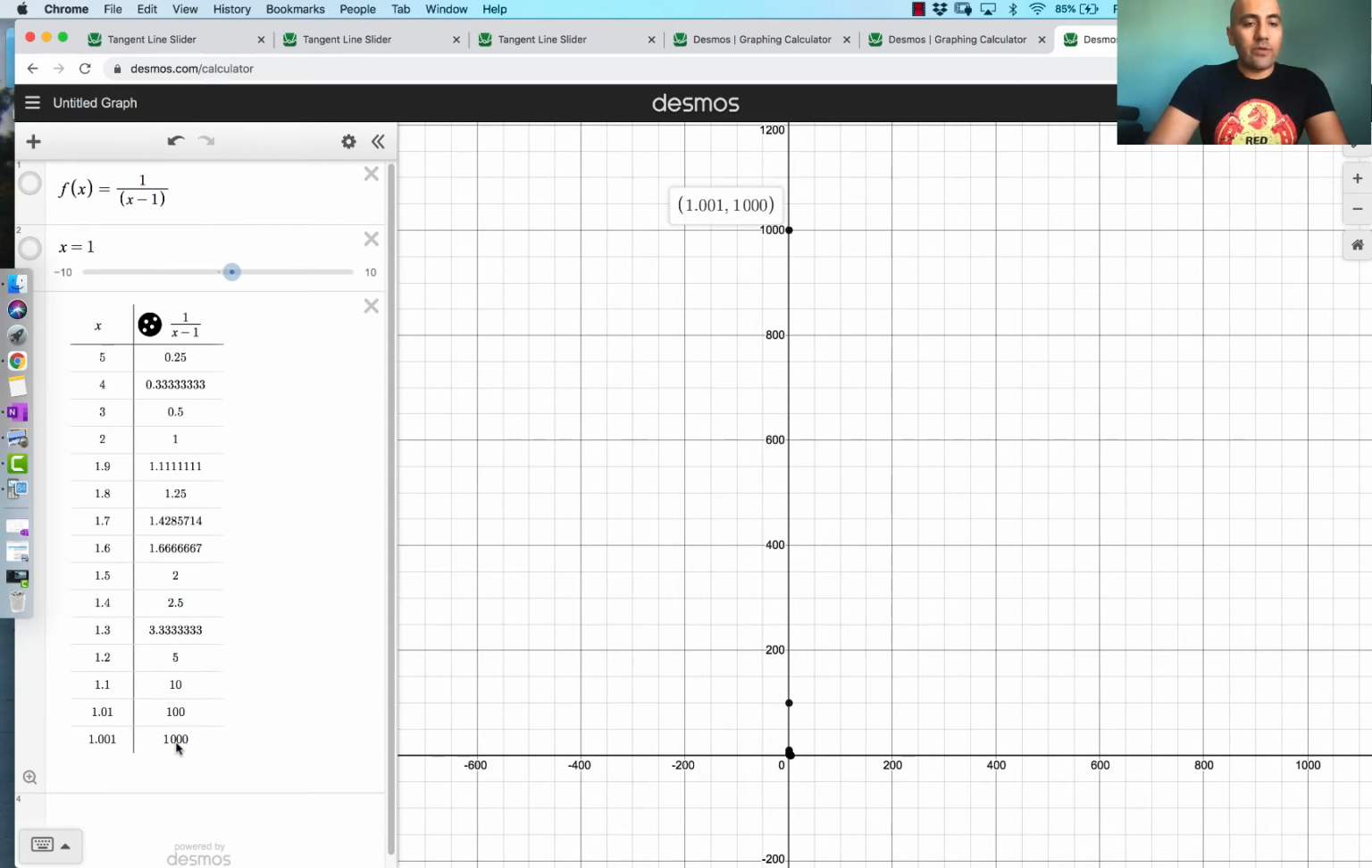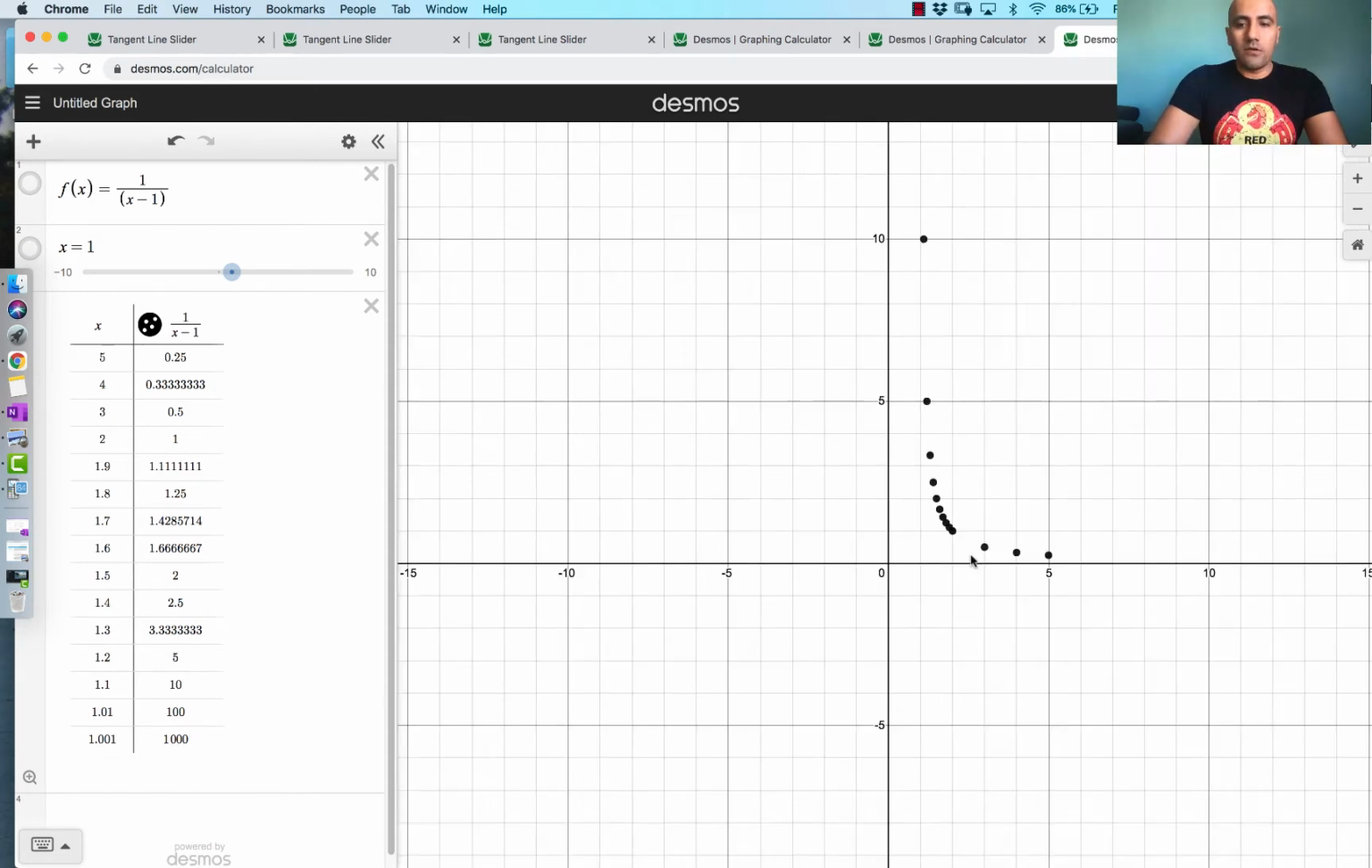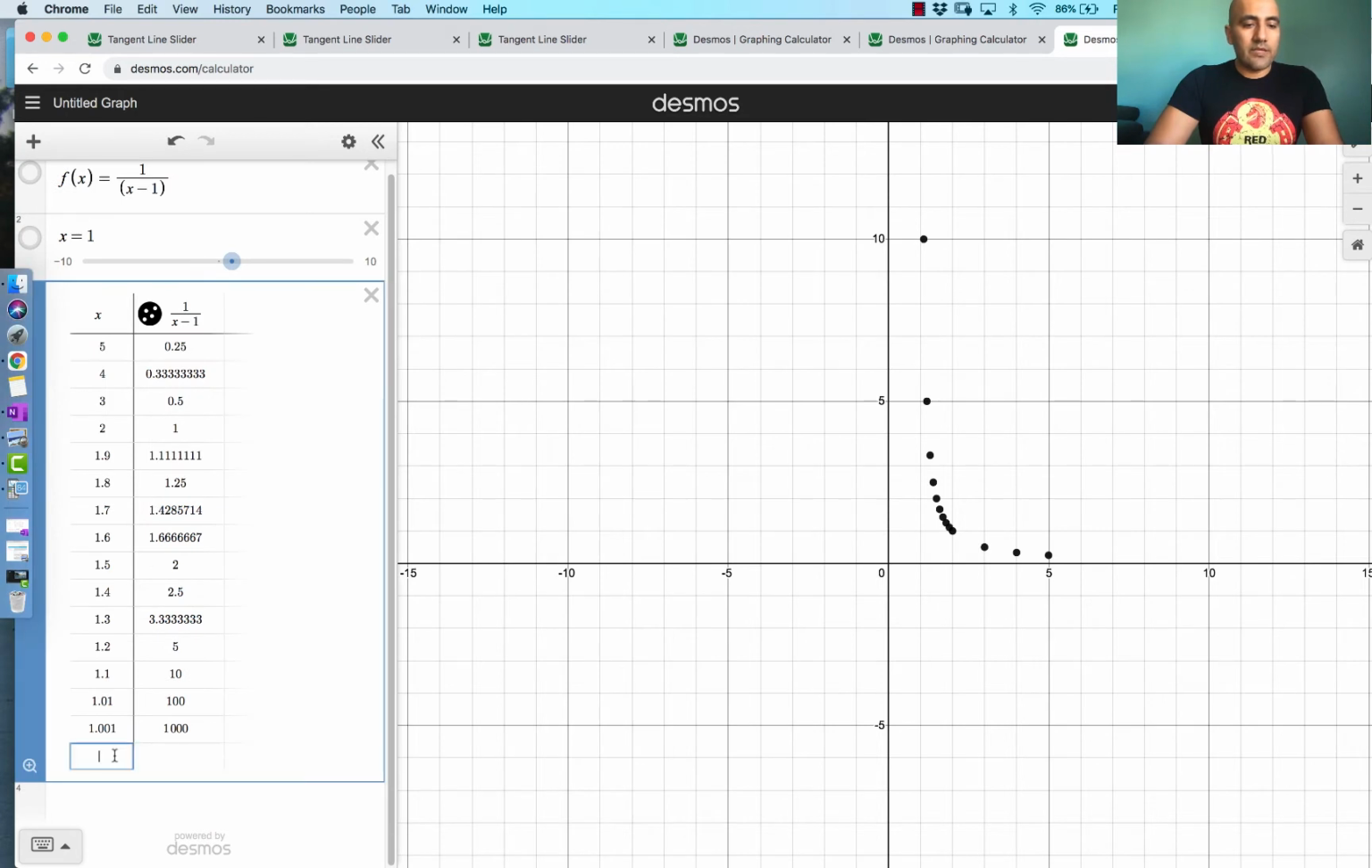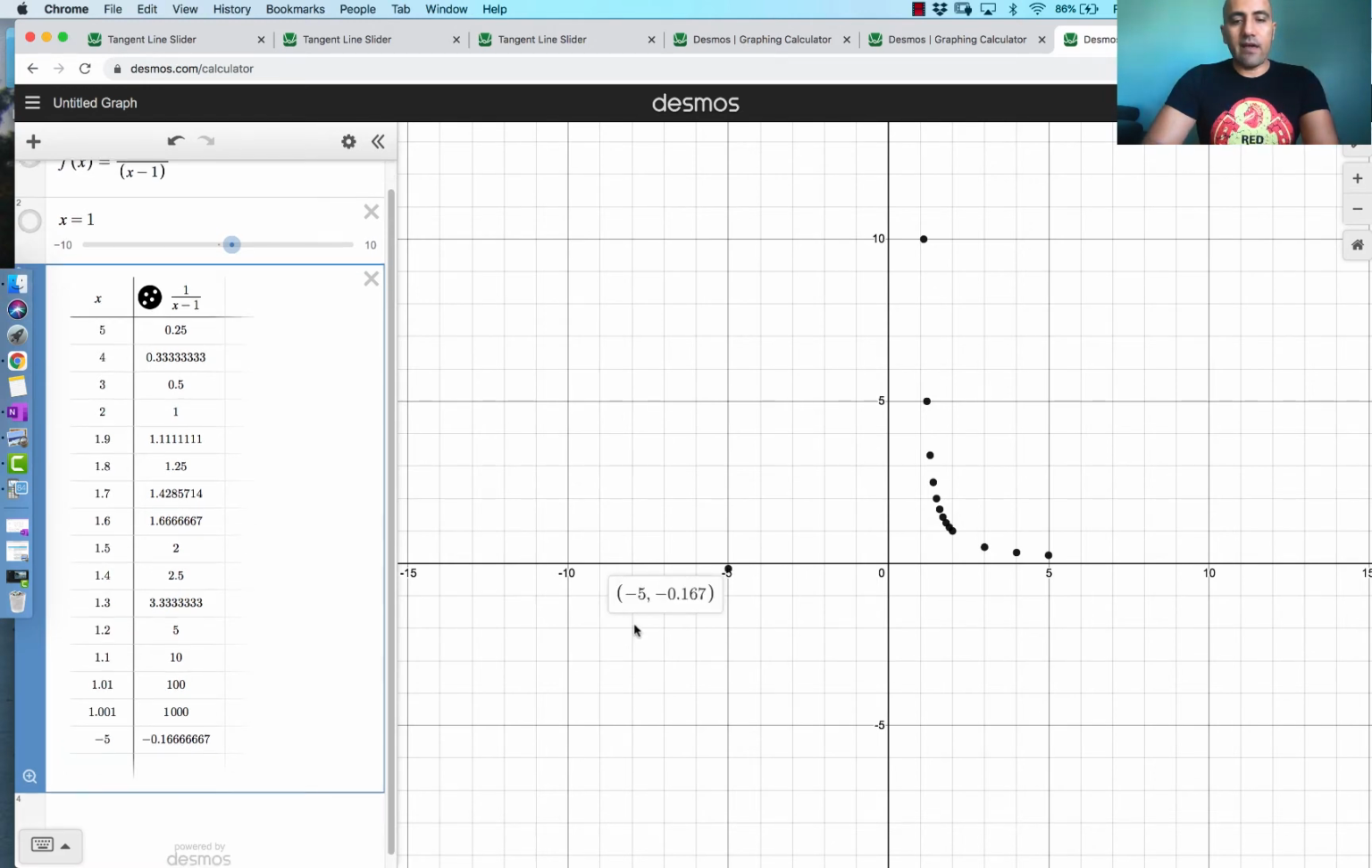Okay, so what happens when we approach it from the other direction? Let's center this back over here. Now let's approach 1, but from the other direction. So let's begin at negative 5. I get this little guy here. Negative 5 leads to negative 0.167. If we put a negative 5 in here, we end up with 1 over negative 5 minus 1, which becomes 1 over negative 6. 1 divided by 6 is 0.167. So we get that, and it stays negative.